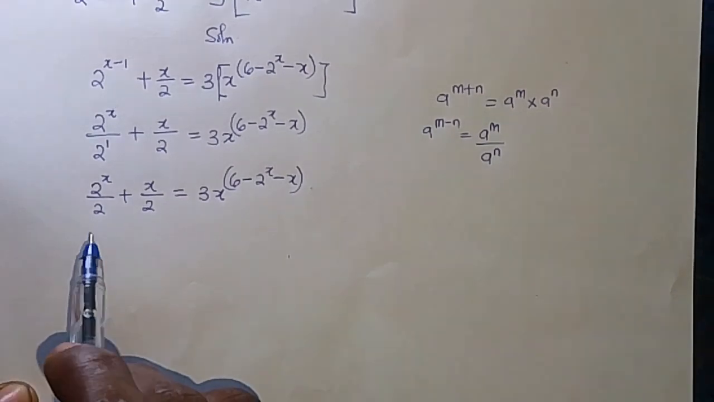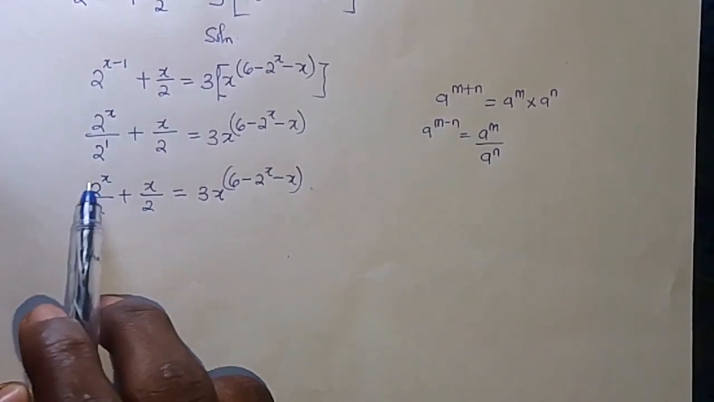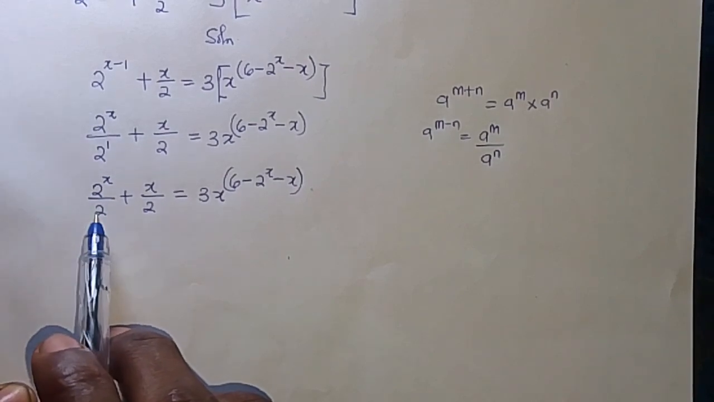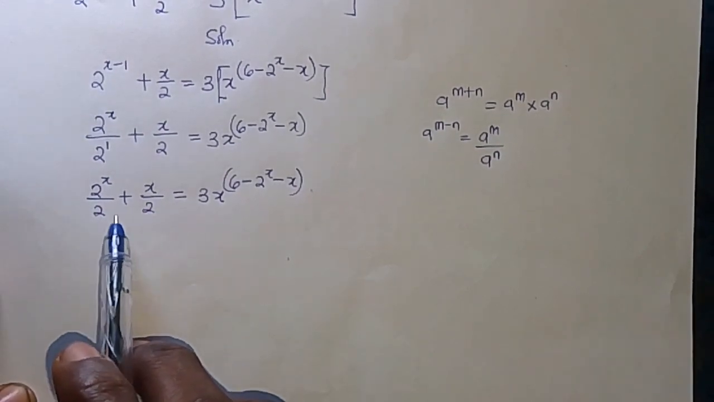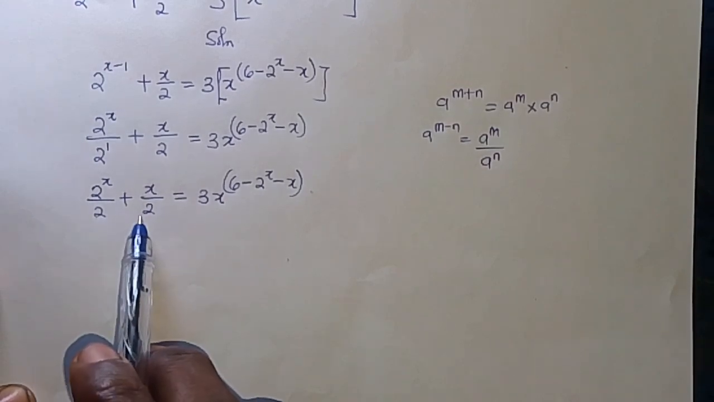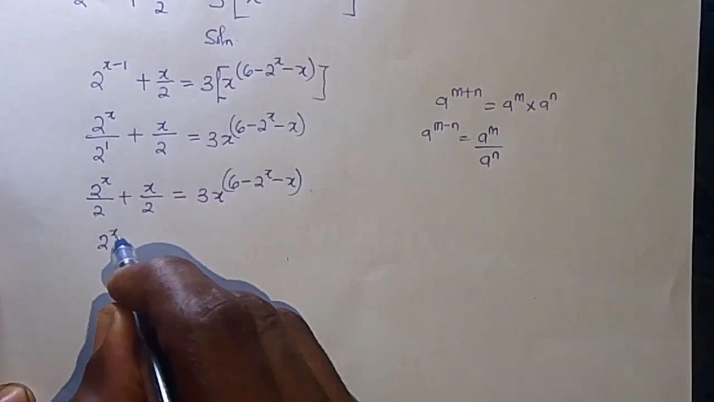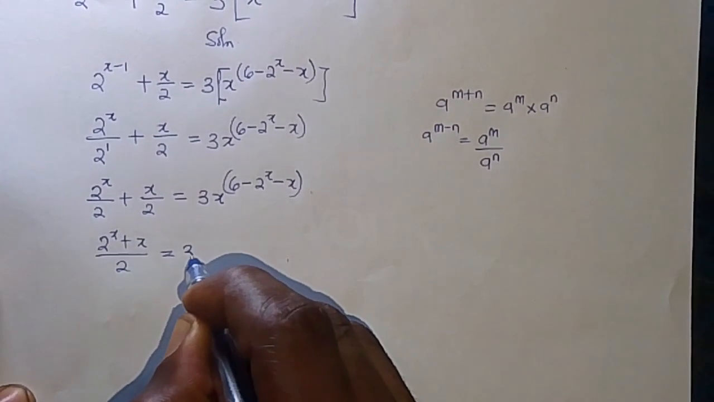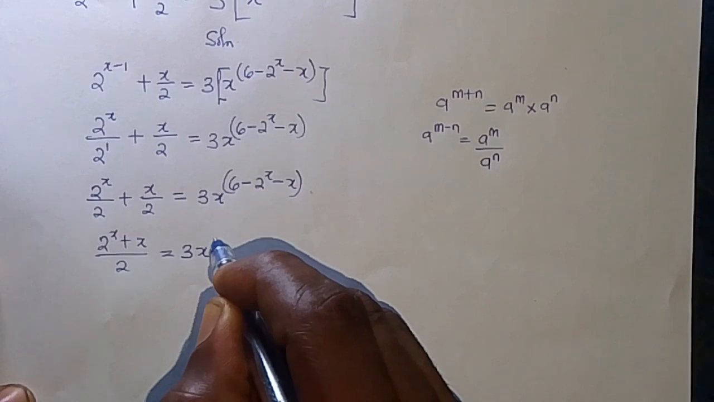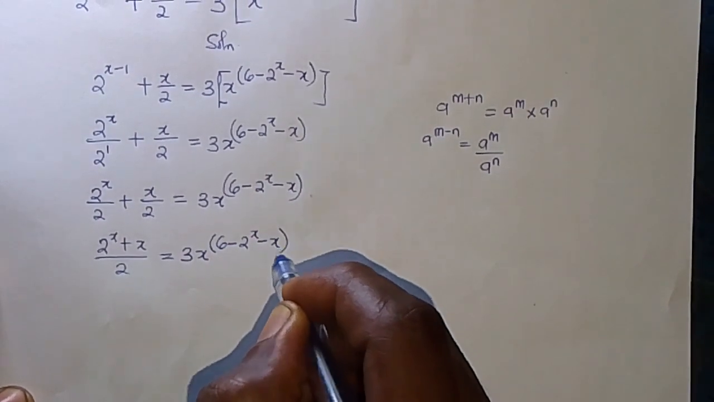So on the left hand side of this equation, we can see that the denominator of 2 to the power of x is 2, and the denominator of this is 2. So since they both have 2 in common as the denominator, we can write this as 2 to the power of x plus x, divided by 2, which equals 3 multiplied by x to the power of 6 minus 2 to the power of x minus x.